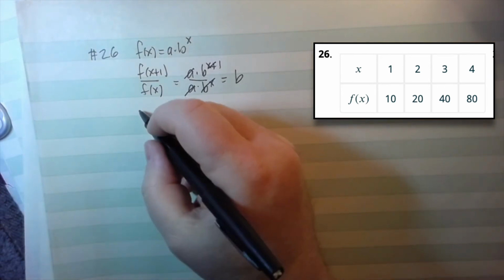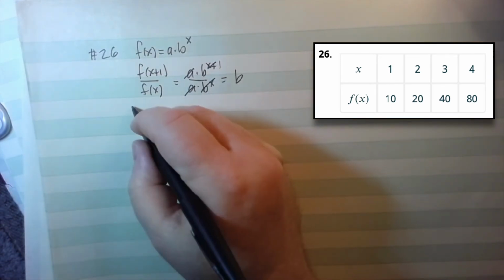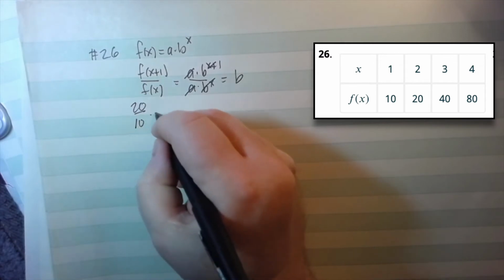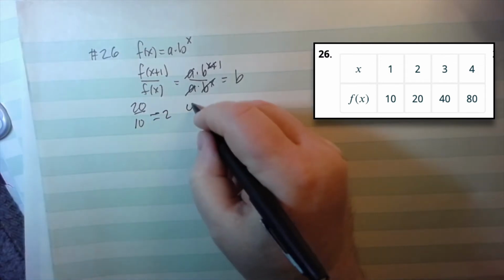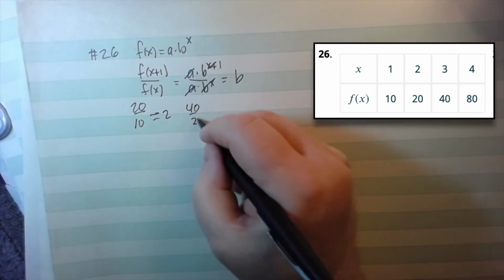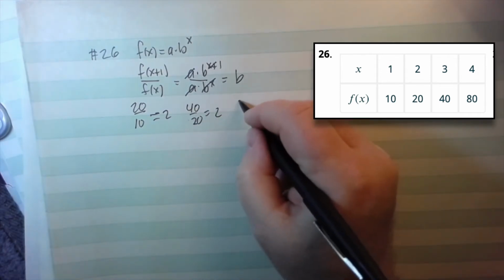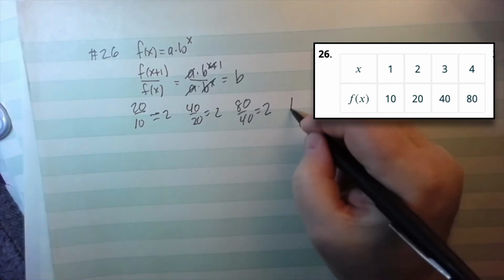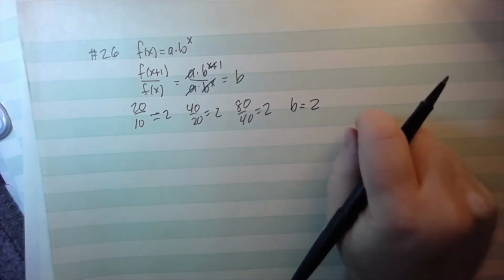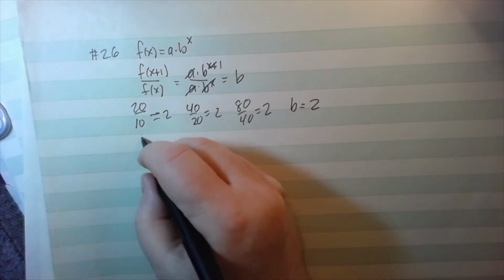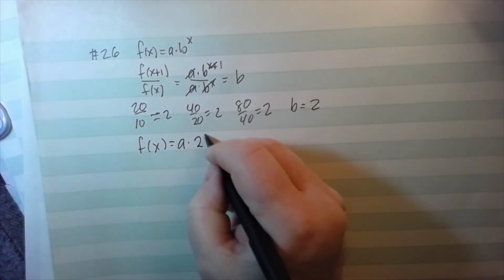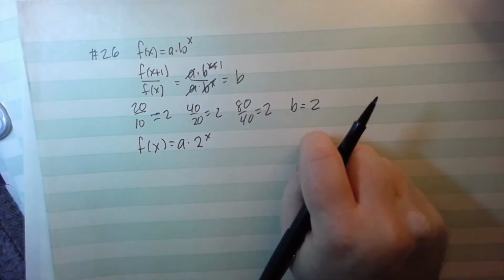So if I look at the data I have here, the y values would be 20 divided by 10, which is 2. And then 40 divided by 20, which is 2, and 80 divided by 40, which is 2. So we know just by looking at this that b is 2. So now I want to plug in f of x is equal to a times 2 to the x, because I know that piece.